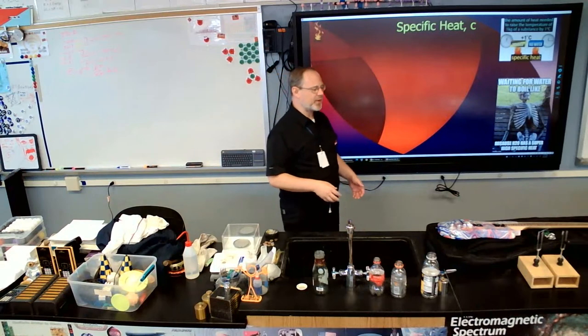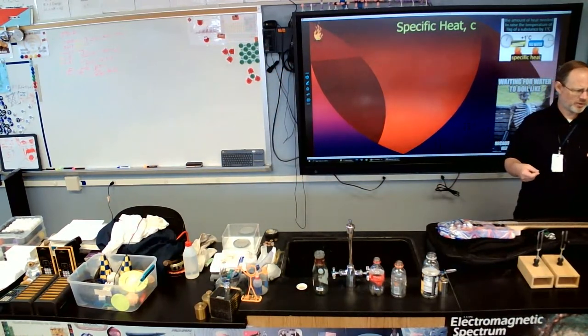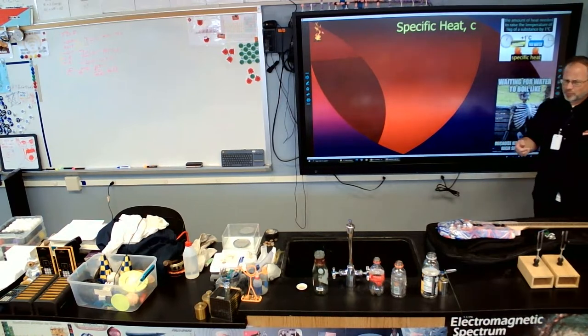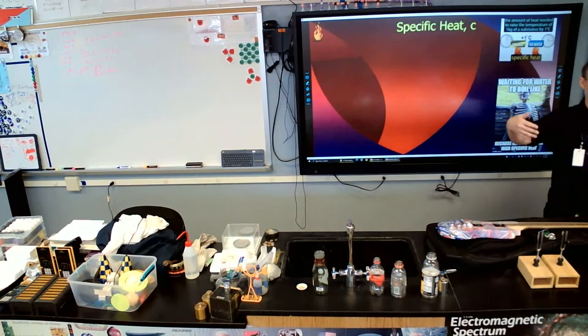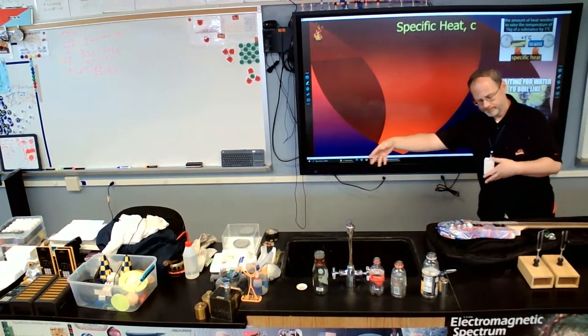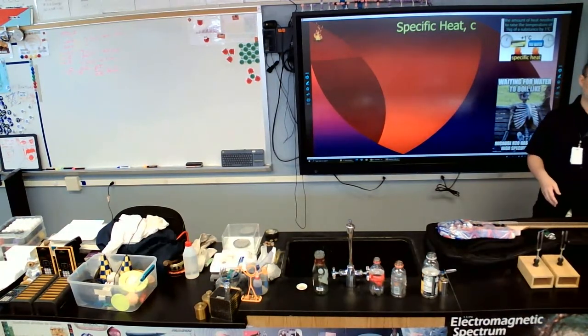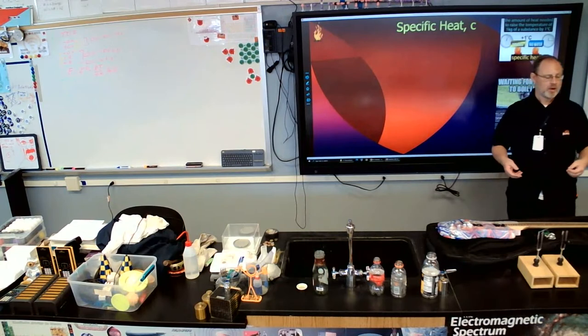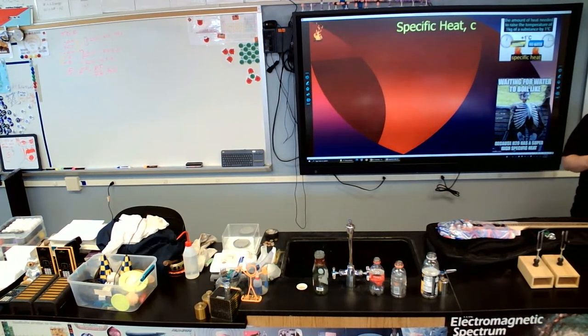So I like to think of specific heat as thermal inertia. You learned about inertia in middle school? Yeah. And inertia basically says an object at rest tends to stay at rest, and an object in motion tends to stay in motion. That's movement inertia. I like to think of specific heat as thermal inertia. Objects that have very high specific heat have very high thermal inertia. They're not very dense. Their molecules are spread out.